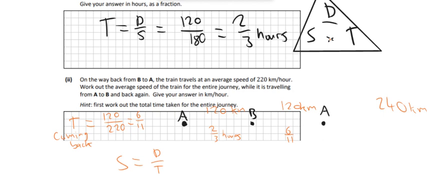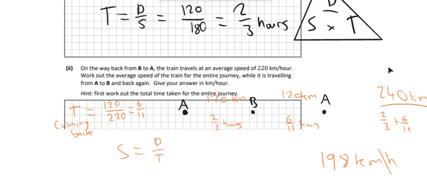So we have the distance going and the distance coming back, 240 altogether, and we have the time going and the time coming back. That's 2 over 3 plus 6 over 11. You could put all that in the calculator in one go, or you could add the two fractions first. But you'll end up getting 240 divided by 46 over 33. So that will be 198 kilometers per hour. You need a really good understanding of the distance, speed, time formula here, and to know exactly what you're trying to find out each time. So that's it. That's all for that question.